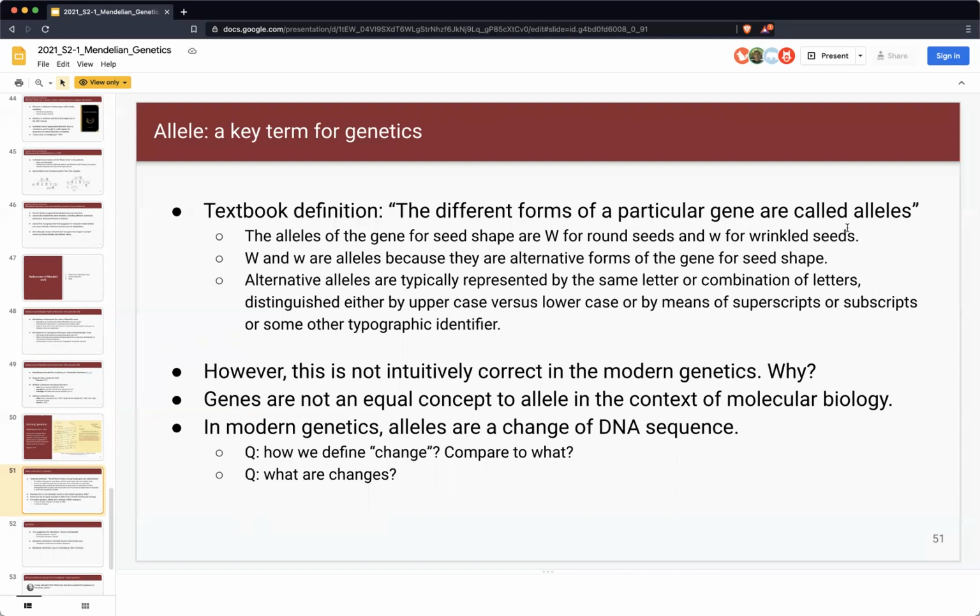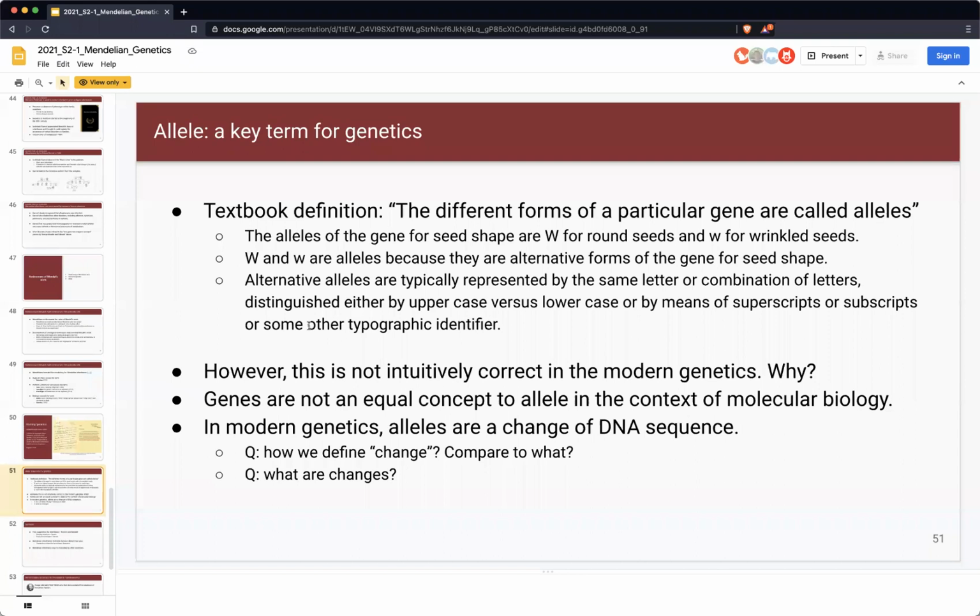Okay, this is the definition. Alleles of the gene for seed shape are W for round seed shape and small w for wrinkled seed. We use this notation for alleles because they are alternatives to each other, right? Alternative alleles are typically represented by the same letters or combination. So this is the textbook definition, and it's okay.